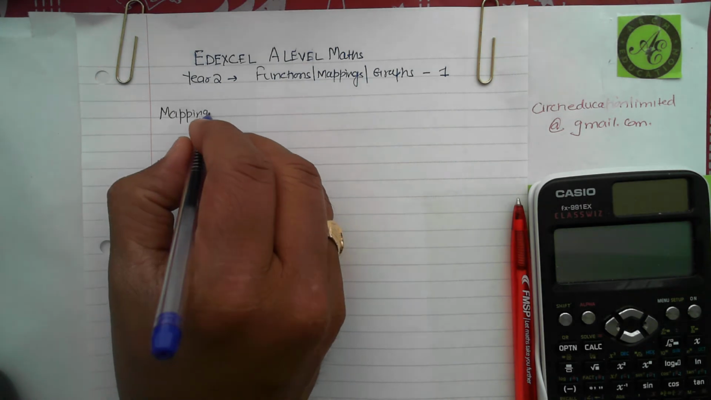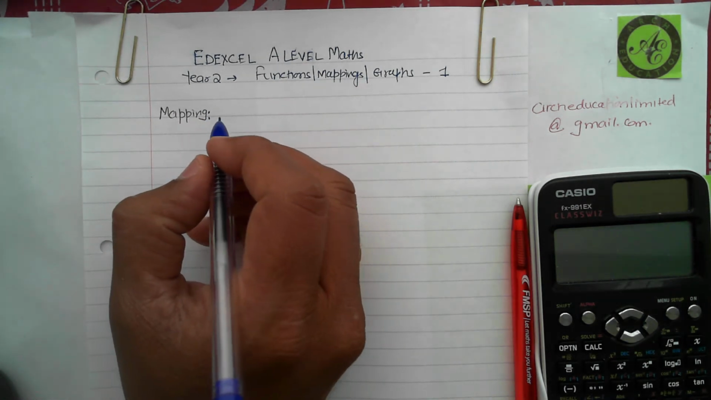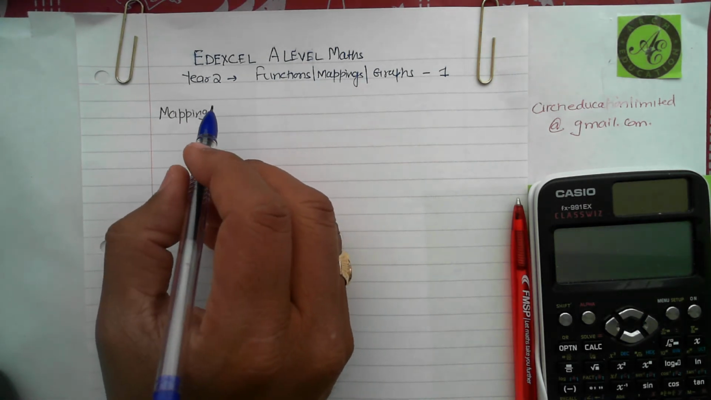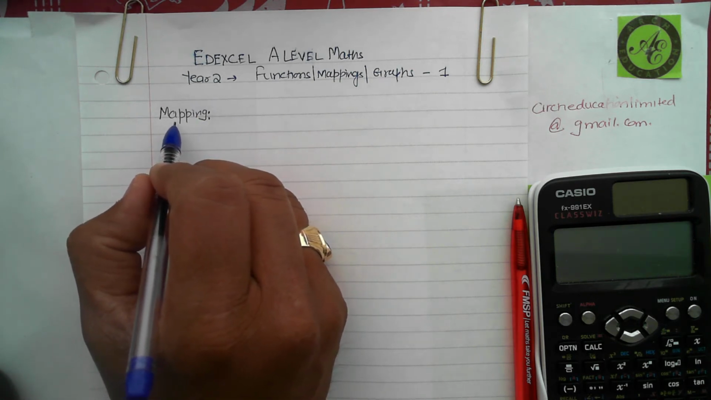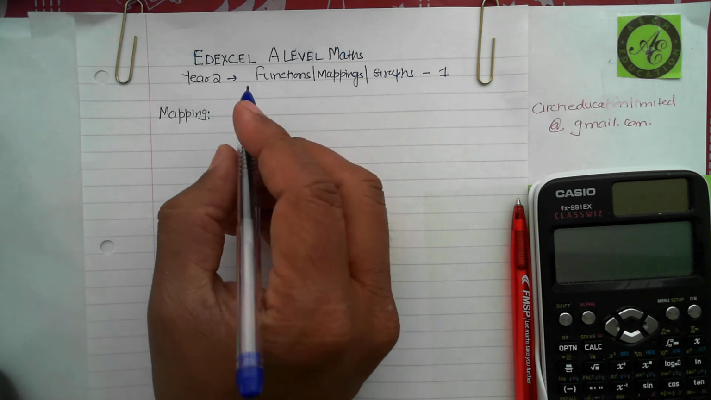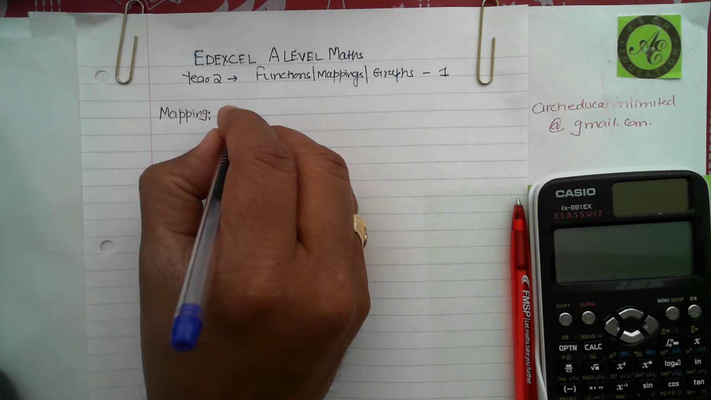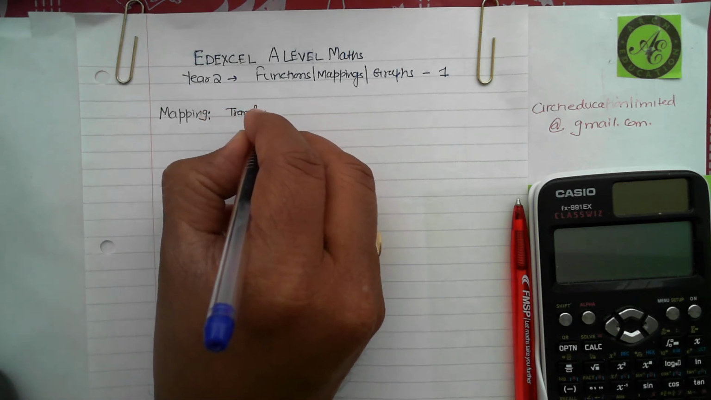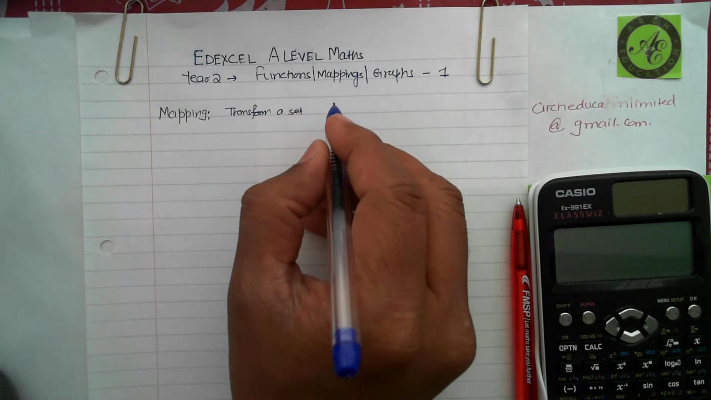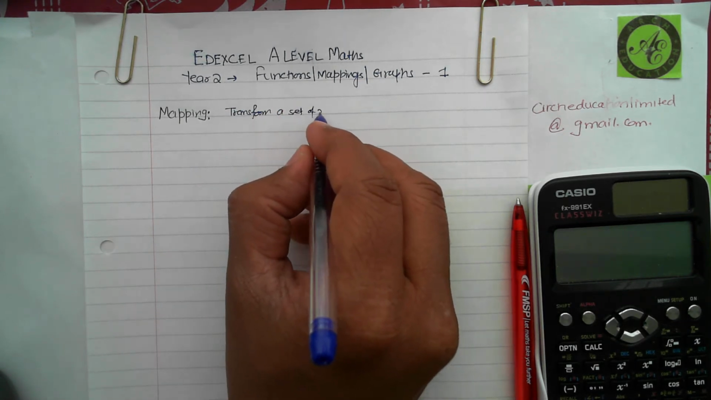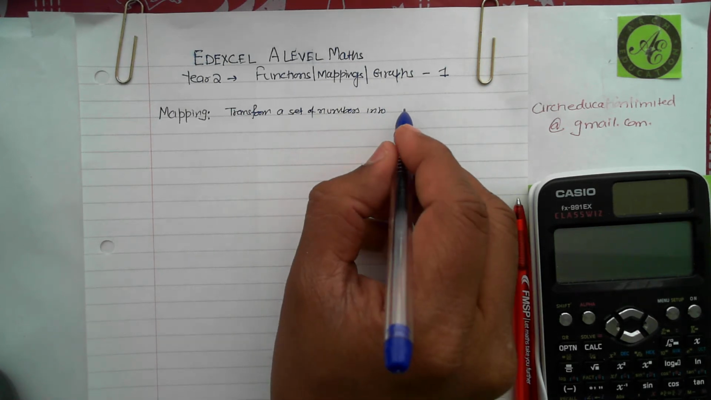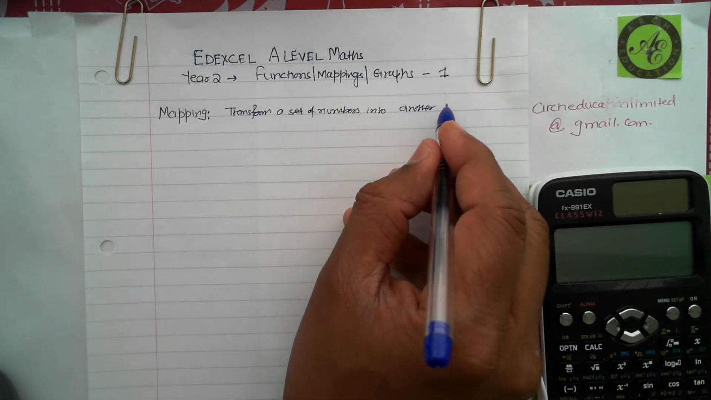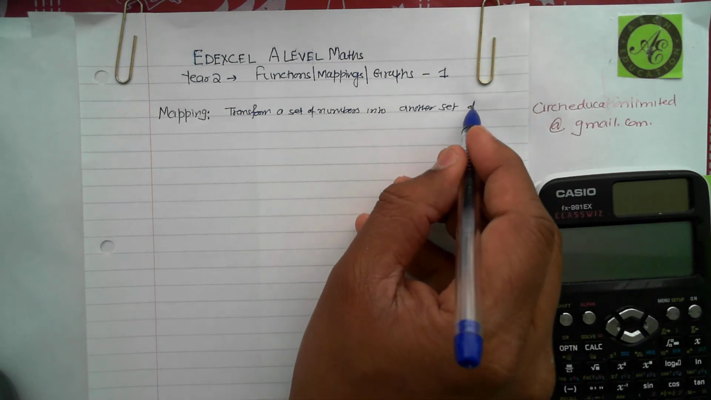So I want to spend very few minutes or seconds to define what mapping is. Mapping, as you understand the word map, it maps something onto the other. It transforms a set of generally numbers into another set of numbers again.